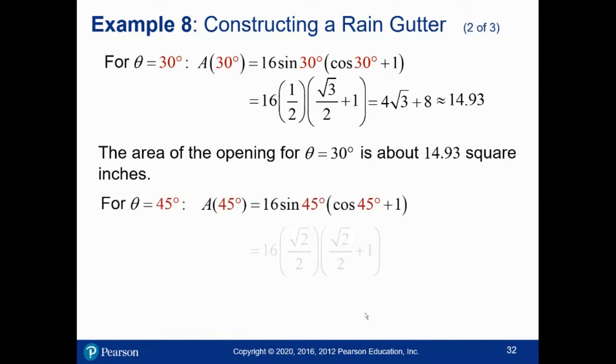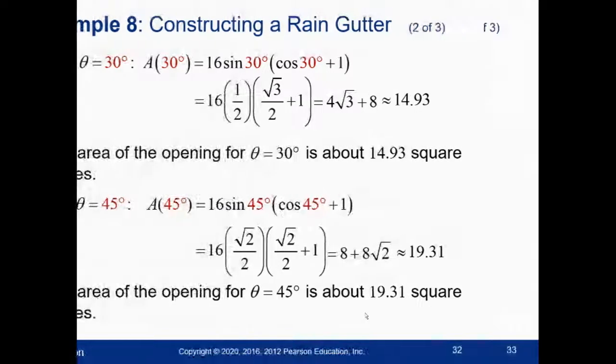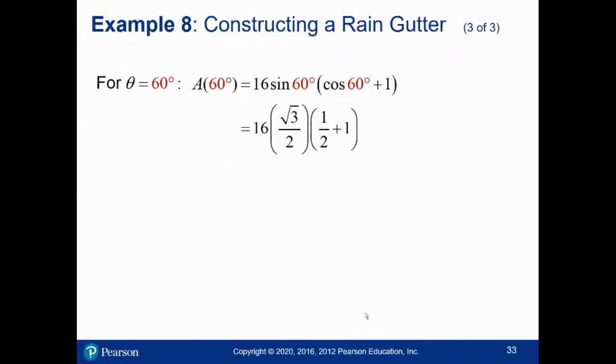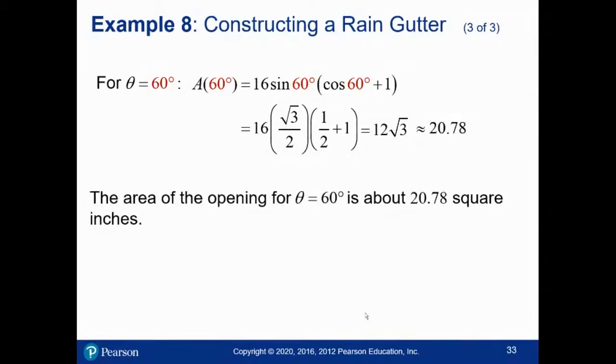For 45 degrees, the sine of 45 degrees is root 2 over 2, and the cosine of 45 degrees is also root 2 over 2. So we end up with a bit more, 19.31 square inches. What about 60 degrees? The sine of 60 degrees is root 3 over 2, and the cosine is 1/2, and that works out to be even bigger, 20.78.